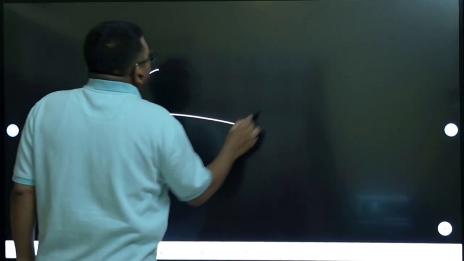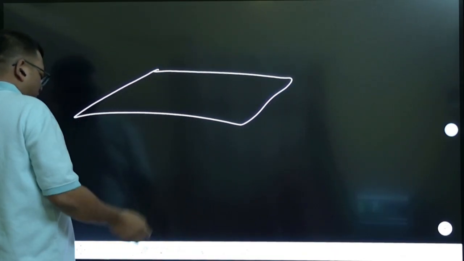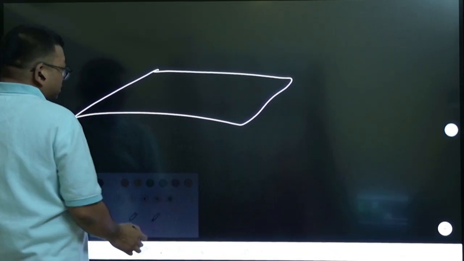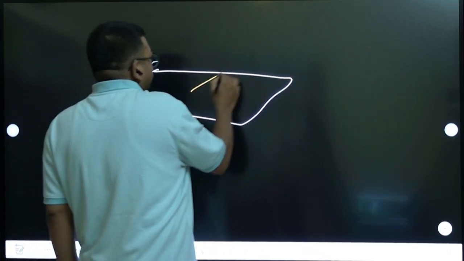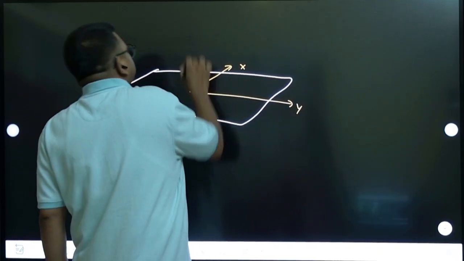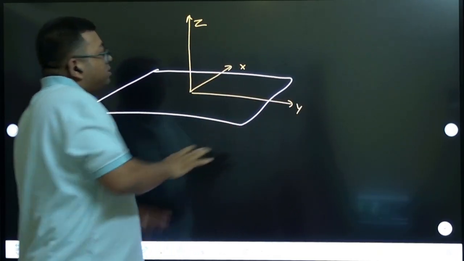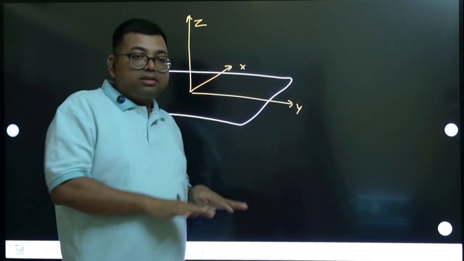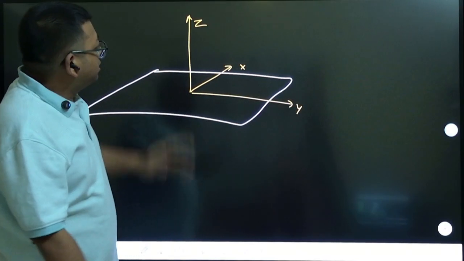One question I will give. Recently there was a JEE Advanced question. One person was asking about it, so I will solve this question within a few seconds. The question was that this is the x-axis and this is the y-axis, and the z-axis is the vertical line. This xy is the horizontal plane, and the z-axis is perpendicular.